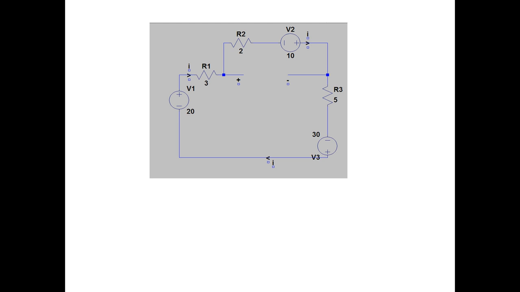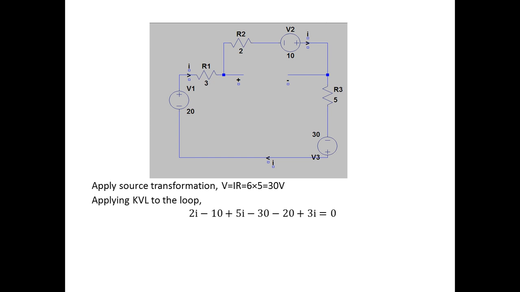To find VTH, we apply source transformation to the original circuit. V is equal to IR, which is equal to 6 into 5, which is equal to 30 volts. So on applying KVL to the loop, 2i minus 10 plus 5i minus 30 minus 20 plus 3i is equal to 0, which results in I is equal to 6 amps.